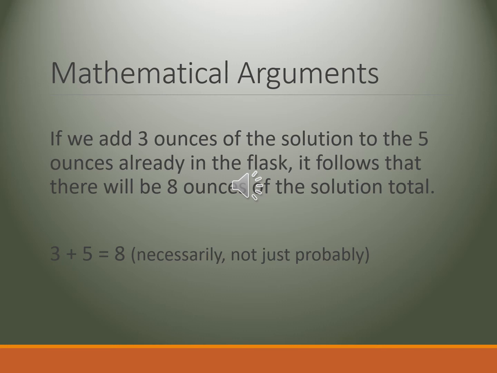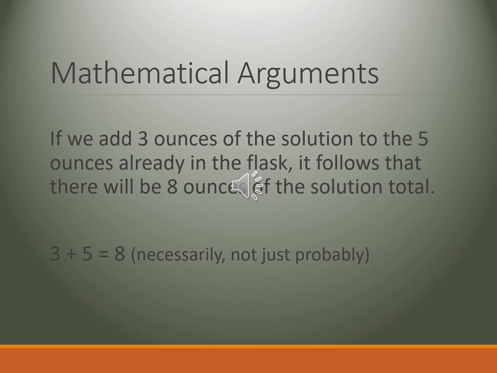Various forms of mathematics, arithmetic, geometry, algebra, basically are collections of deductive reasoning. And it's fairly easy to see with a few examples why mathematical arguments are deductive. If you think of an equation as kind of a deductive argument, it's easy to see that if you have 3 ounces of a solution and you add that to 5 ounces of solution in a flask, 3 plus 5 must be 8. It has to be, and this is necessarily the case, not merely probably the case, right?